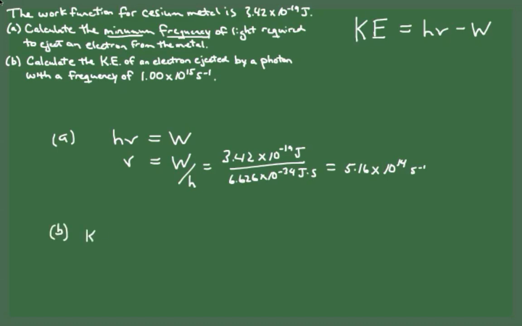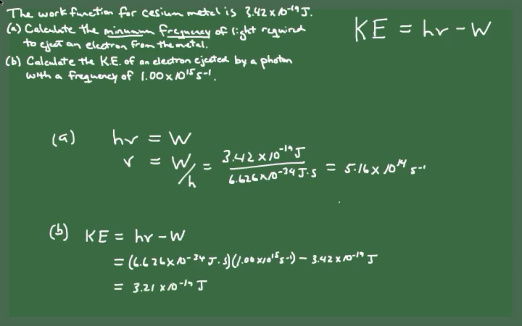In part B, we're going to calculate the kinetic energy if we use a frequency that's a little bit higher. So Planck's constant times the frequency, 1.0 times 10 to the 15th, minus our work function, 3.42 times 10 to the minus 19th joules. And this is a pretty straightforward calculation. 3.21 times 10 to the minus 19th joules would be the kinetic energy of the ejected electron.